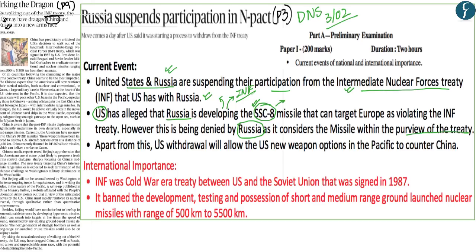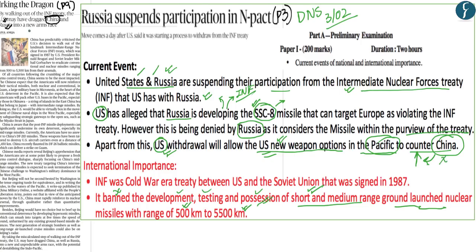Now, apart from this, one of the main reasons why the US was withdrawing from the INF treaty is that it would provide the United States with new weapon options that were banned under the INF treaty, whereby these new weapon options can be used by the United States to counter China in the Indo-Pacific region. What is currently happening is that this INF treaty is banning the United States and Russia from developing, testing, and possessing ground-launched nuclear missiles which have a range from 500 kilometers to 5,500 kilometers. However, there is no treaty which has banned the development, testing, and possession of short and medium-range ground-launched nuclear missiles that can be built by China. And this can allow China to gain dominance over the United States in the Indo-Pacific region, whereby the US is currently banned from developing such weapons, while China is currently not banned from developing these weapons.